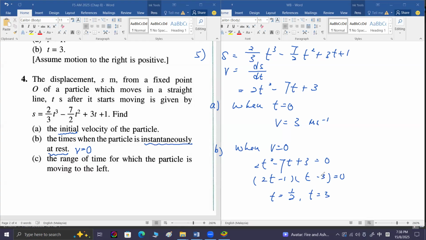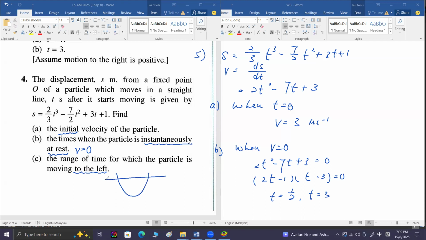Okay, now why do I want to factorize here? Because I want to show you something. These are all things you learned before. See here: find the range of time in which a particle is moving to the left. To the left means a negative value. I hope you still remember this from Form 4.